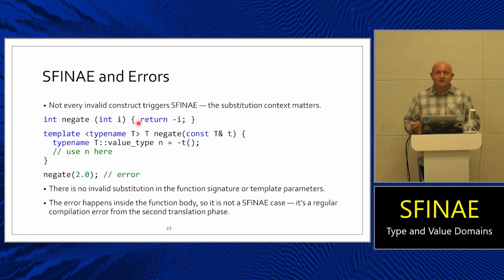And that is why we devoted so much time to the semantic processes. So now you know where type deduction and substitution take place and where template instantiation takes place. And here it is a regular compilation error. It is not SFINAE. How would we fix it?